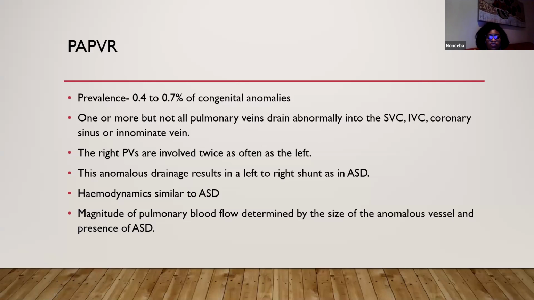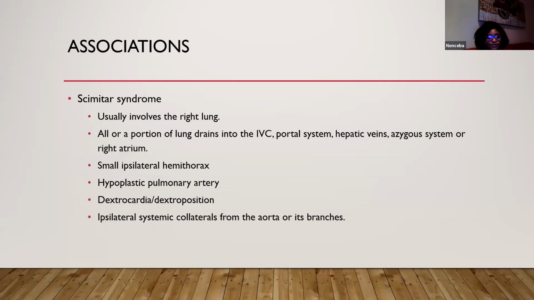And this anomalous drainage results in a left to right shunt, as in an ASD, whereby the hemodynamics are similar to an ASD. And the magnitude of the pulmonary blood flow is determined by the size of the anomalous vessel and the presence or absence of an ASD. So hence some patients can present quite late in life as an incidental finding while being imaged for something else.